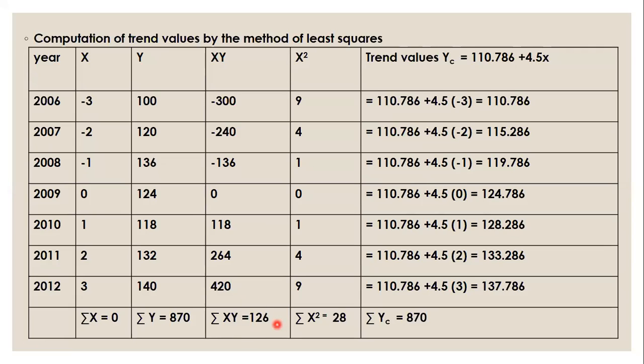126. Then coming to the next, that is x square. If you square the x values here, -3 square is +9. It's not minus again. Please be careful. -3 into -3 is +9. So -2 square is 4, -1 square is 1, 0, 1, 4, and 9. That will be your x square values. If you add the x square values, it's going to be 28. Now this trend values we will calculate; we'll see how to calculate later. Now first we have x, y, xy, and x square.